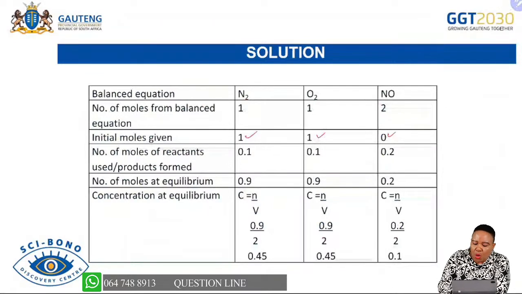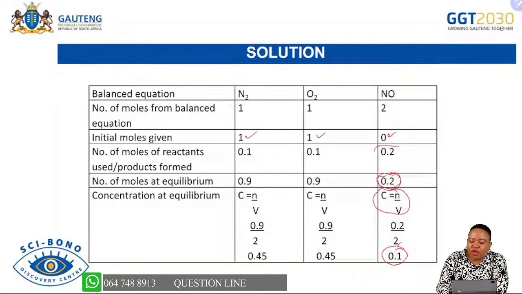Then we are told that what we are given is the concentration of nitrogen oxide at equilibrium. And we know that if we are given the concentration of nitrogen oxide at equilibrium, we can use the formula C equals N over V to find the number of moles of nitrogen oxide, which will be the number of moles at what? At equilibrium. So it means it's going to be 0.2 divided by 2, so we have found the number of moles of this nitrogen oxide at equilibrium. And then if you started with 0 but you end up having 0.2 at equilibrium, it means you have produced 0.2.